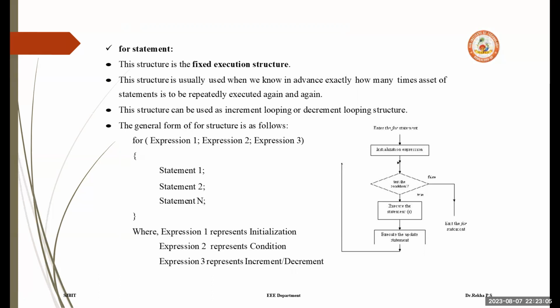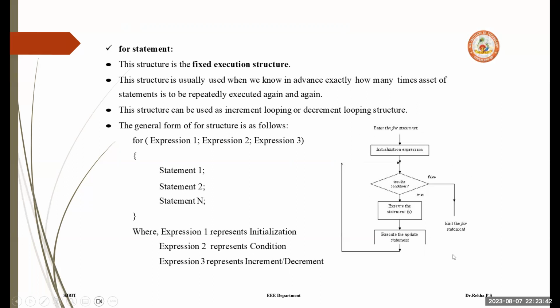The general form of for structure is as follows. For expression 1, semicolon, expression 2, semicolon, expression 3. Expression 1 is initialization, which I have explained here. Expression 2 represents the condition. Expression 3 represents increment or decrement. Here, either you increment or decrement. Here it should be a condition. Here it should be an initialization.